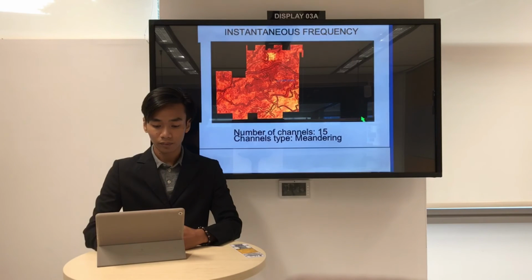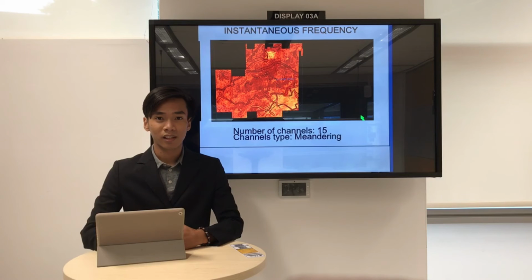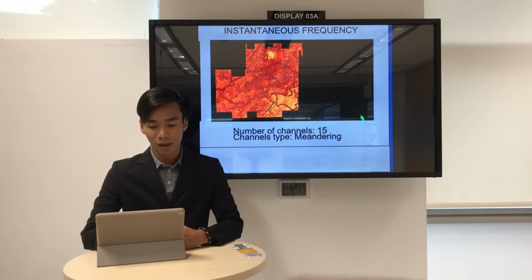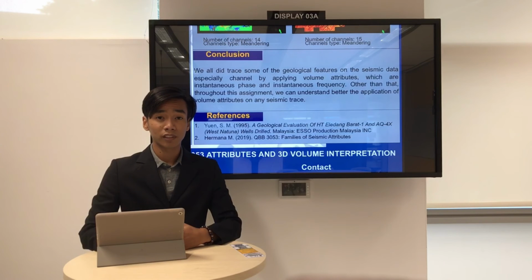The next one here is the instantaneous frequency. This is the picture of the effect after we apply the instantaneous frequency. The red one here gives information to the interpreter, which is the thickness of the surface that we use. With this, we can trace and detect 15 channels, which is one more channel compared to the instantaneous phase just now. With this, it is proven that by using instantaneous phase and instantaneous frequency, which are in the family of volume attributes, it is really helpful in assisting the interpreter on detecting geological features, mainly channels.